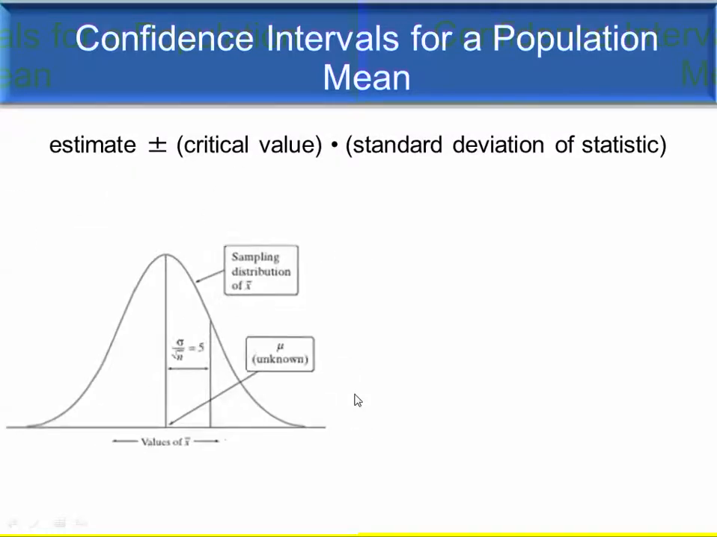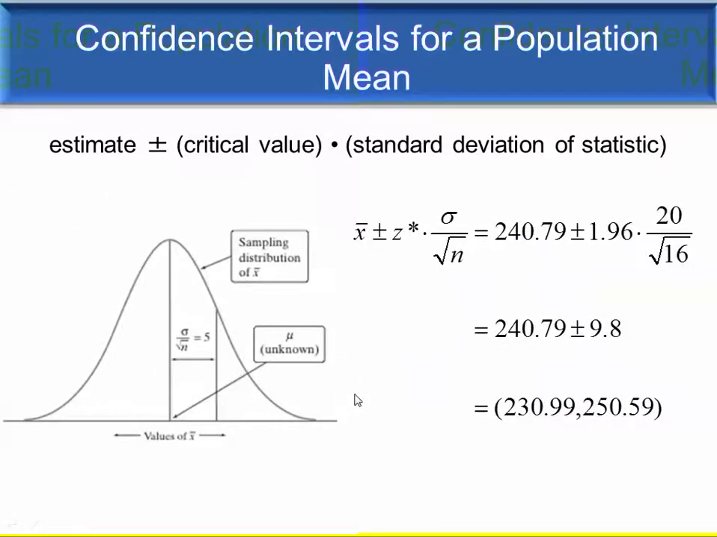So if we were to look at an example of what this would mean and how to use it, again, our estimate plus or minus the critical value, that's z star, times the standard deviation of the statistic. What this is showing graphically is, here's our values of x, here's our mean, which we don't know for the population. Here's the sampling distribution of x bar, but we're going to assume that the mean of that sampling distribution is the mean of the population, plus or minus some standard deviation defined by our confidence level.